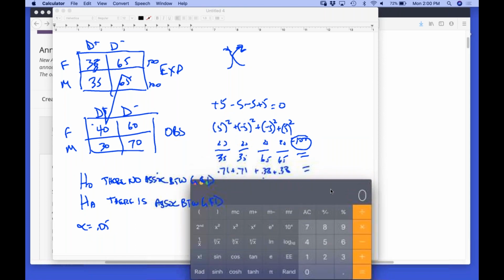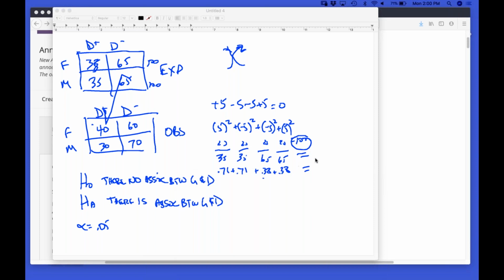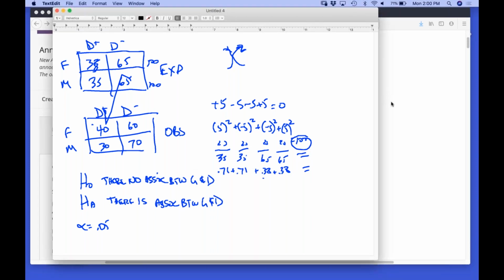I'm going to do this without messing it up. Clear. 0.71 plus 0.71 plus 0.38. 0.71 plus 0.71 plus 0.38 plus 0.38. That adds up to 2.18. I did a lot of rounding there, but it runs up to about 2. What did I say, 2.18 or 2.38? 2.18. Okay, so that's the number I wind up with.